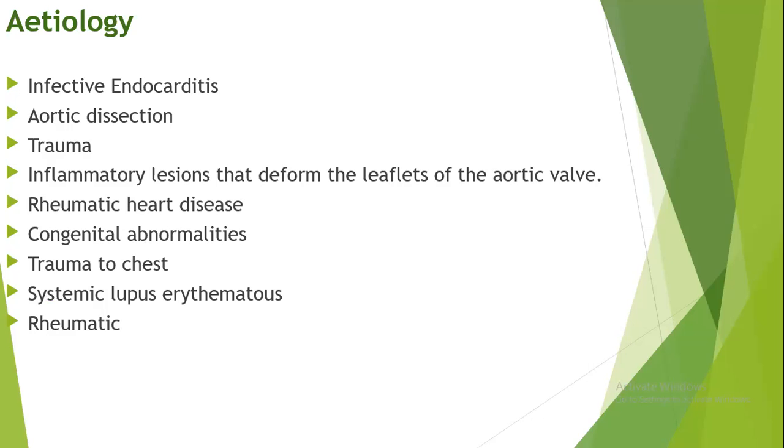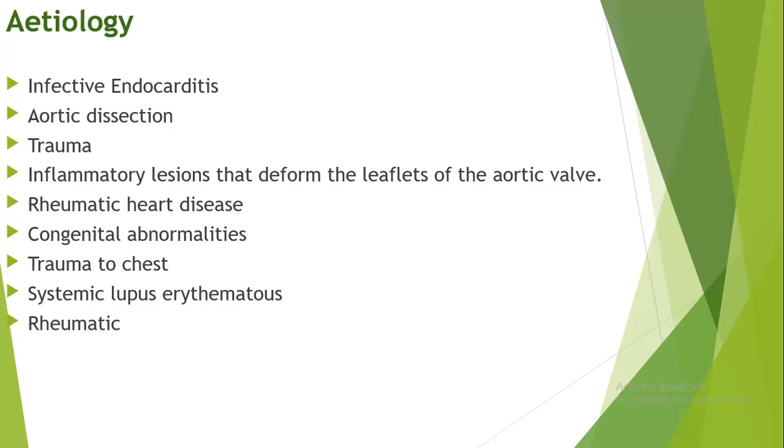When we look at aortic regurgitation, we know that we have the acute one and the chronic one. From what you see on the screen now are the main causes, which are infective endocarditis, aortic dissection, and trauma. These first three normally cause the acute AR, and the chronic AR is caused by inflammatory lesions that deform the leaflets of the aortic valve.